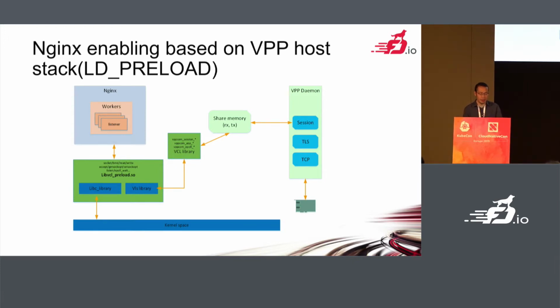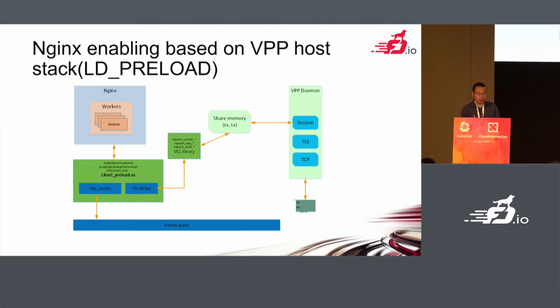And this binary can provide two-way functions. One is that when it realizes that this is a network transportation, it will go to the VCL library to connect to the VPP daemon, and then get the transportation from the VPP daemon. And if this is a traditional socket interface, such as a Unix socket, or such as the file operations, it will still go to the kernel space. So this is the LD preload work mode.